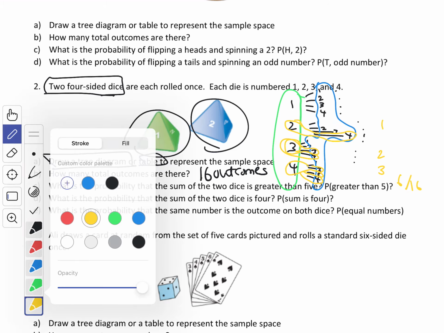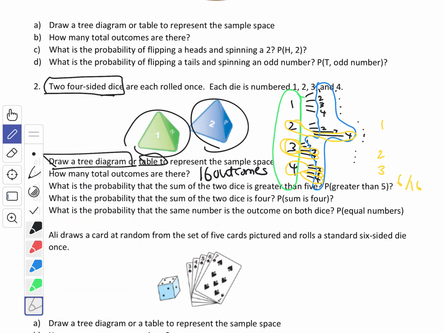What is the probability that the sum of the two dice is 4? Now we want the sum to be exactly 4. If I have a 1, the second one must be 3 to get a 4. 2 and 2, 3 and 1. There's no chance of getting a sum of 4 if I already roll a 4 my first time. So there's a total of 1, 1, and 1, a total of 3 out of 16.